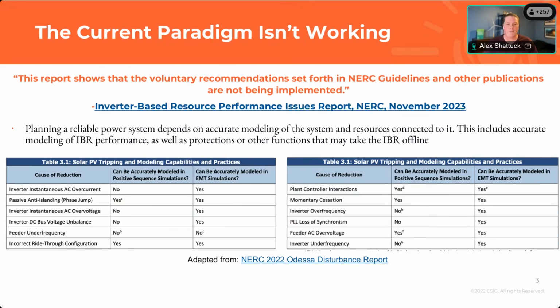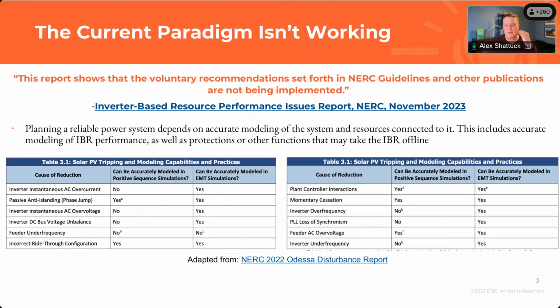So when we talk about major events, NERC has categorized them into separate causes of reduction, and this below is from the 2022 Odessa disturbance report. This goes to show what can actually be modeled in different simulation domains. There are 2 different simulation domains. One is the positive sequence or phasor simulation domain, and that's something like PTI PSSE, PowerFactory is both, and PSLF, which is GE's product. And then EMT, which is electromagnetic transient, a little bit more detailed, a lot more computer-intensive modeling.